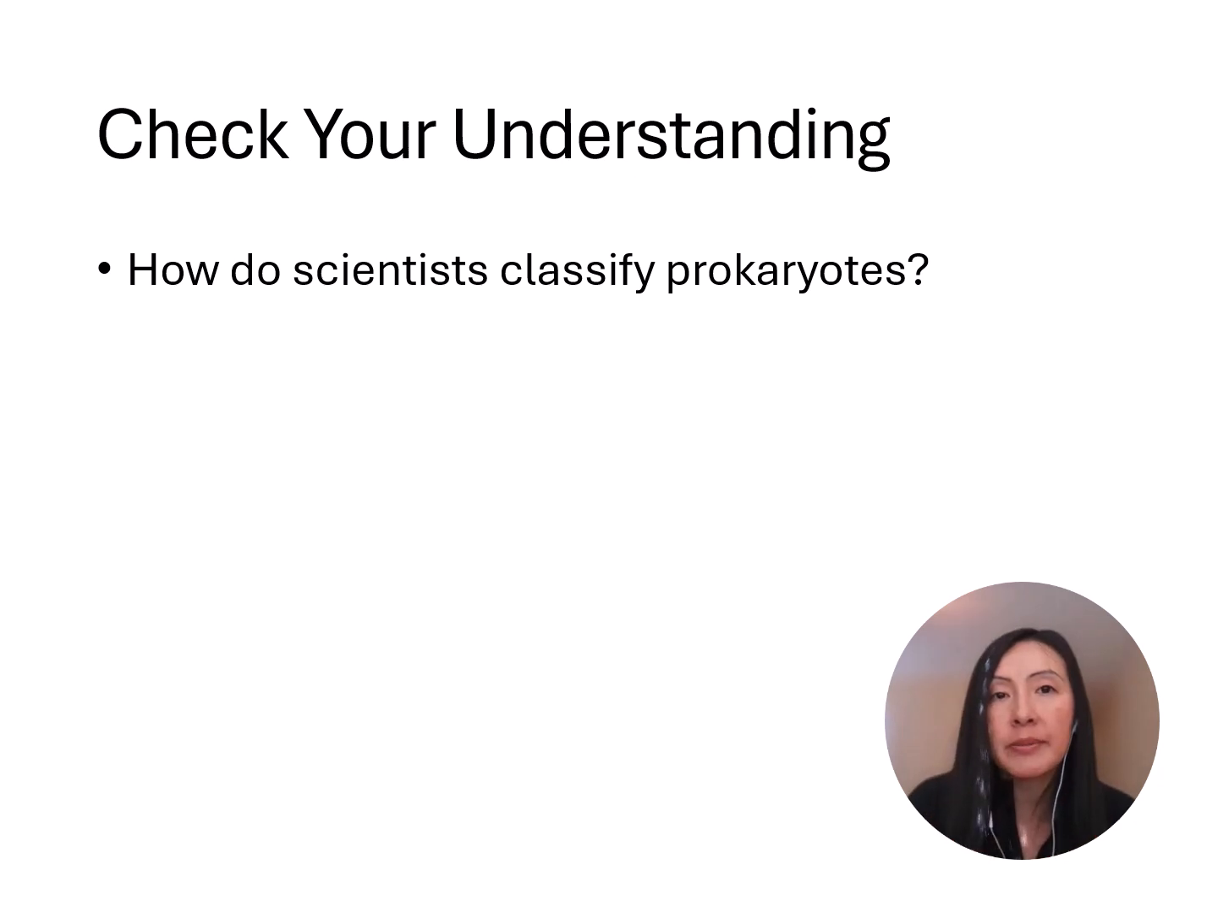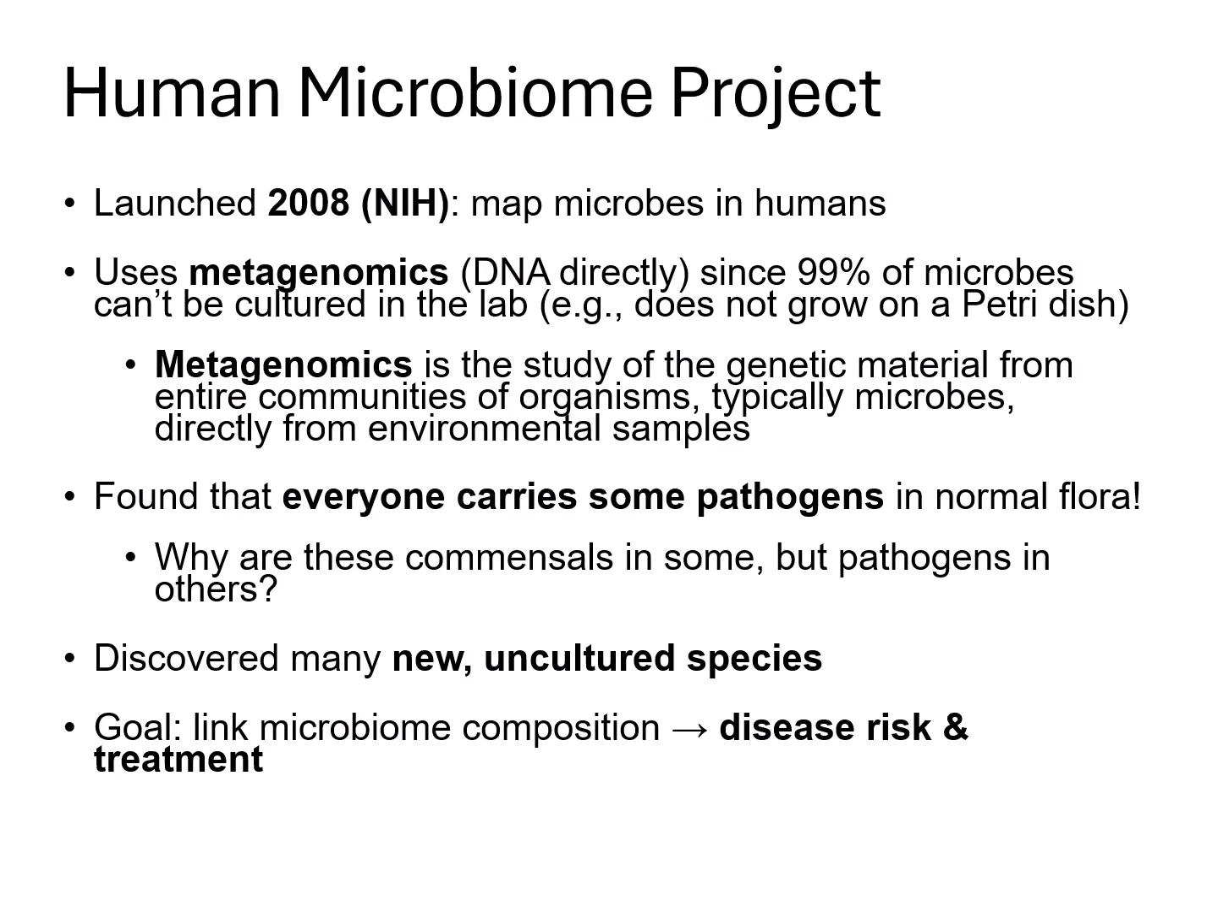The Human Microbiome Project launched in 2008 to map microbes in humans. And because 99% of microbes can't be cultured, right? They don't grow in the lab or on a petri dish. Researchers use metagenomics to analyze their DNA directly. And the project results were really interesting.